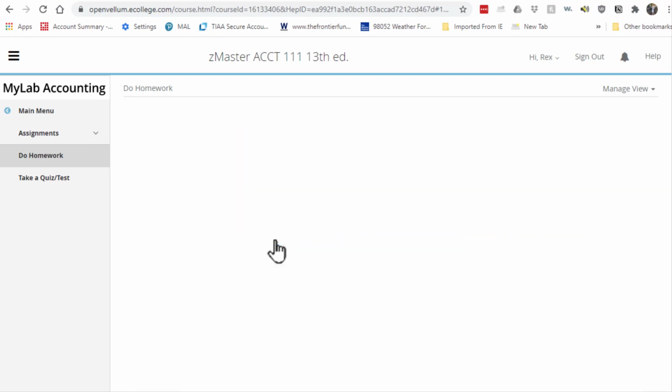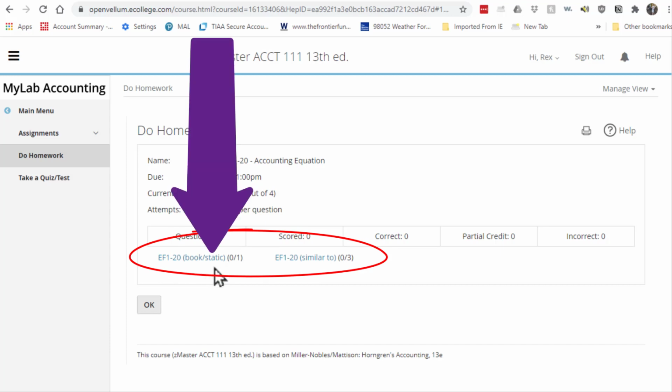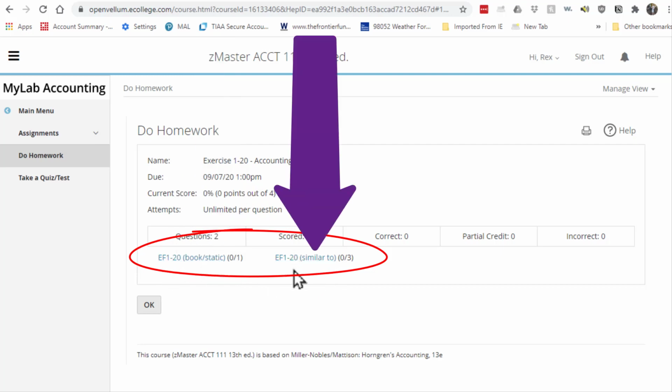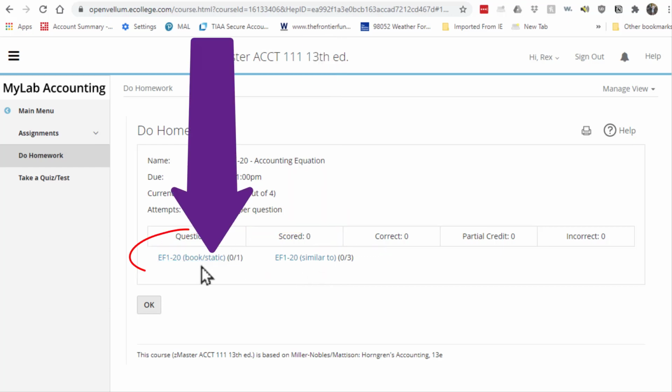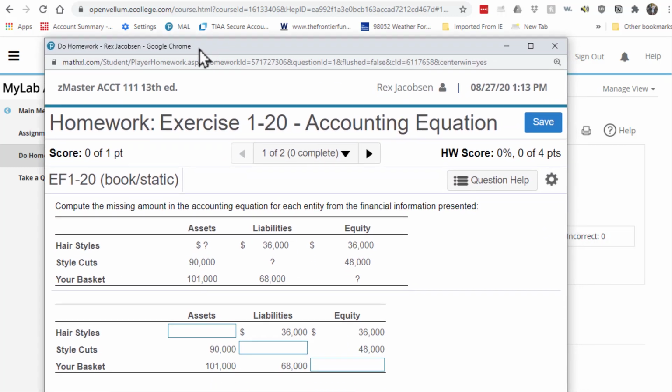So we click here. And notice there's two versions, the book/static. The static means the numbers do not change, so you can do this one over and over and over. The numbers do not change. The other version of the same problem is called similar to. Every time you do this one, the numbers are randomized, so the numbers will change. Whenever I do a homework demonstration, I'm going to click on the static one, and you should do that too, so that we're all working on the same problem.